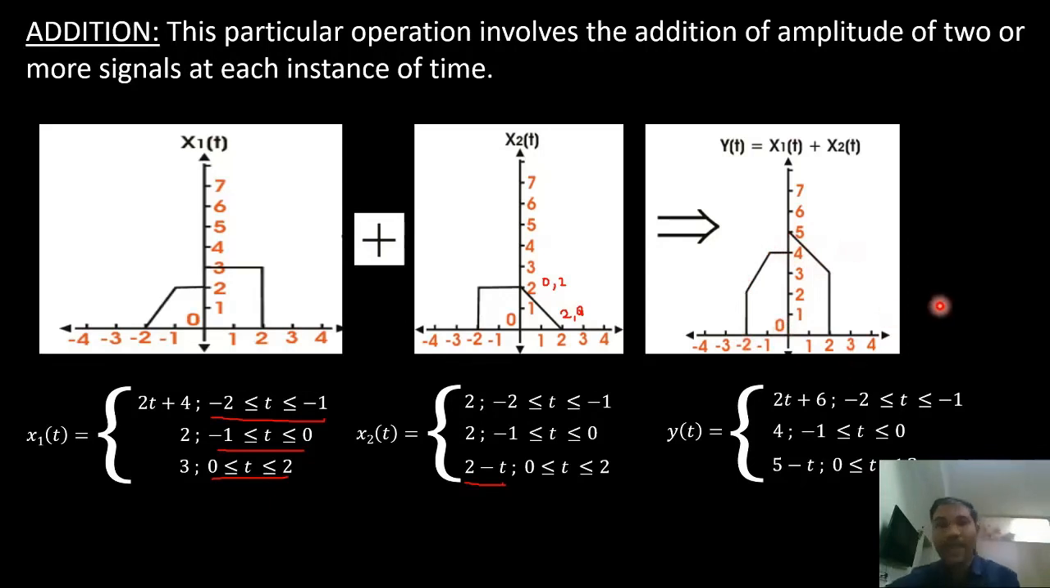So that's how we add two different signals. At each instant of time, we'll just keep adding the respective amplitudes. Simply, here is -2, here there is -2.